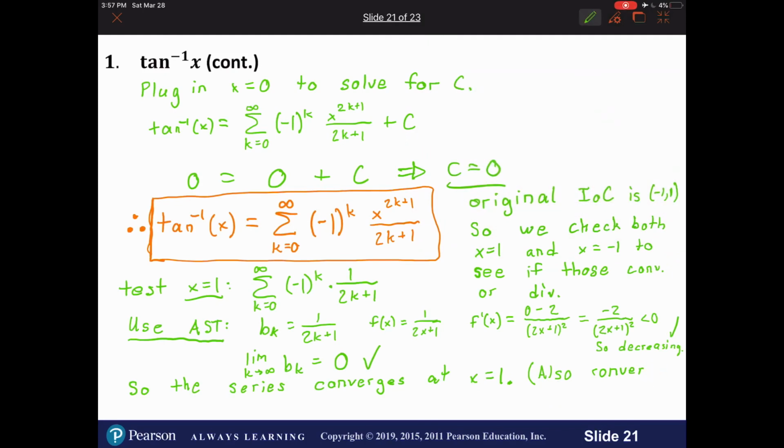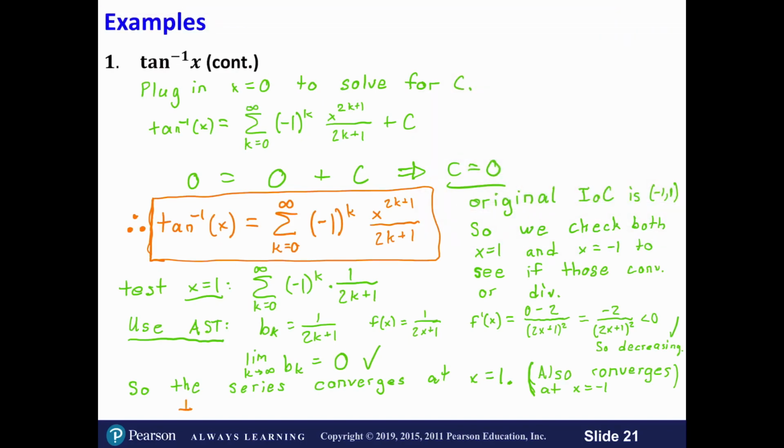Also converges at x equals negative 1 by similar logic. And so the conclusion here is that the interval of convergence will be negative 1 to 1, including both endpoints, and the radius of convergence will be 1. Whew, all right, that's a lot.